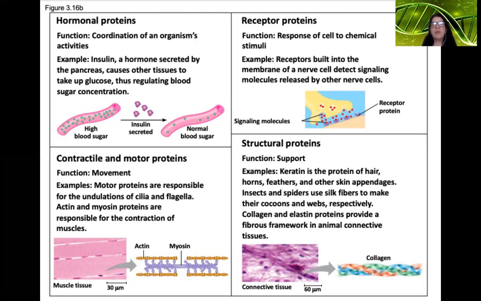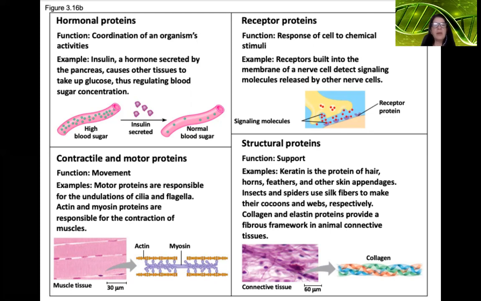Structural proteins. Structural proteins provide structure and support. The internal support of cells is made out of proteins. However, the most famous structural protein for us is keratin. Keratin is the protein that makes up hair. Our hair is made up of keratin. Keratin additionally is used to make up horns, feathers, and other skin appendages. Insects like spiders can use silk fibers to make their cocoons and webs respectively. These are also proteins. Collagen and elastin are proteins that provide the framework in animal connective tissues.